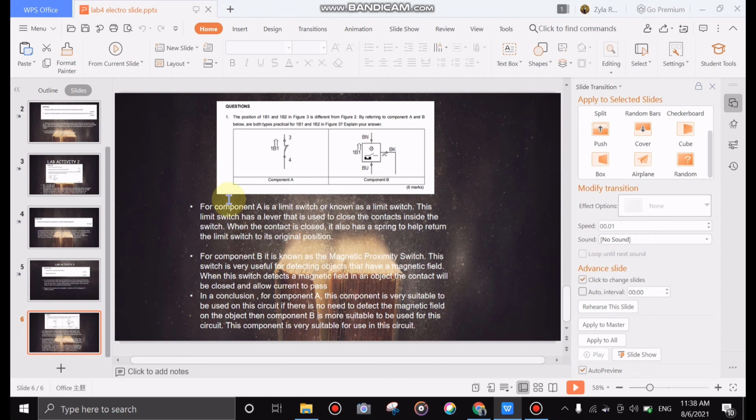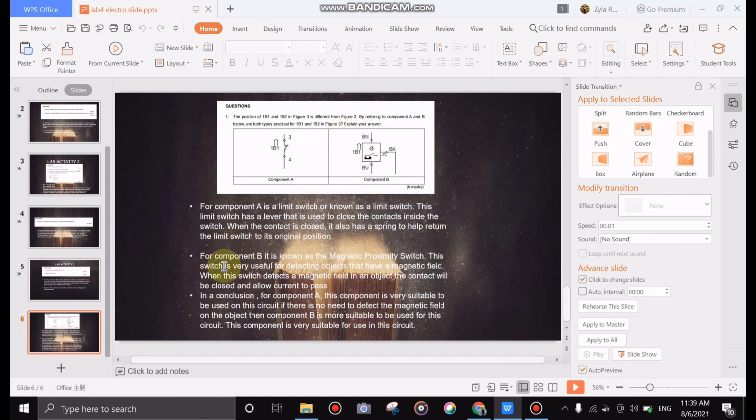Explain your answer. Okay, so we have to know that component A is a limit switch. This limit switch has a lever that is used to close the contacts inside the switch. When the contact is closed, it also has a spring to help return the limit switch to its original position.